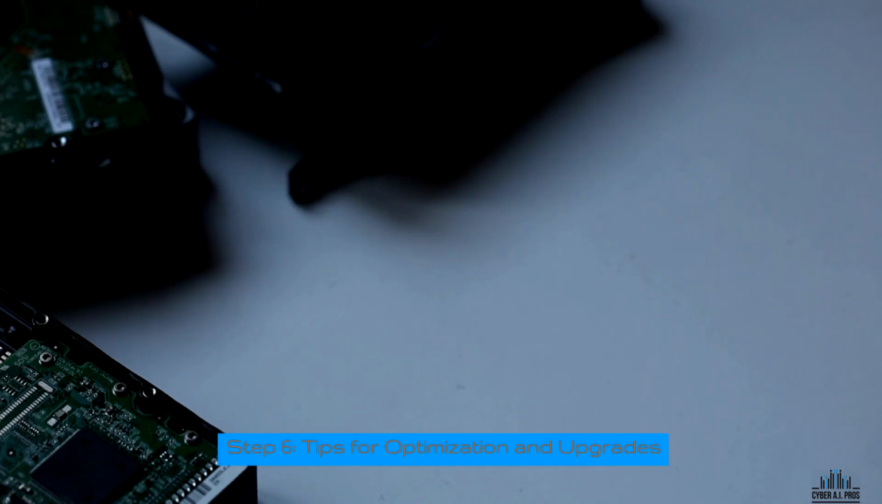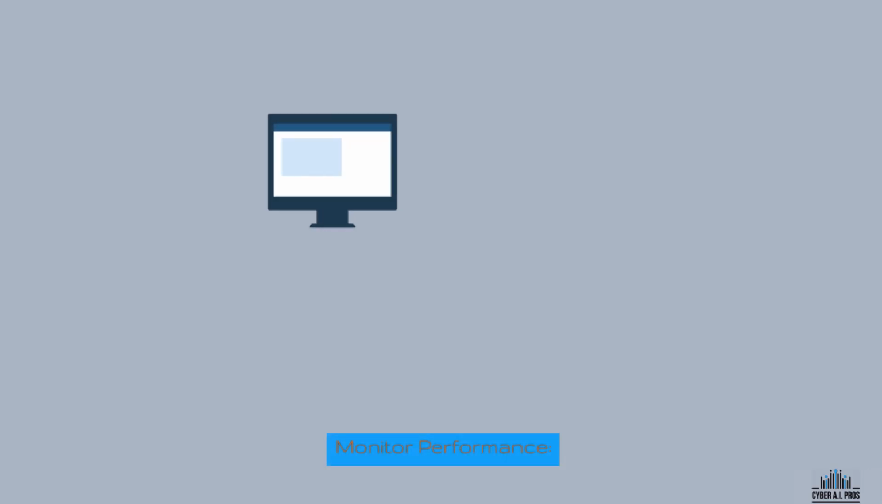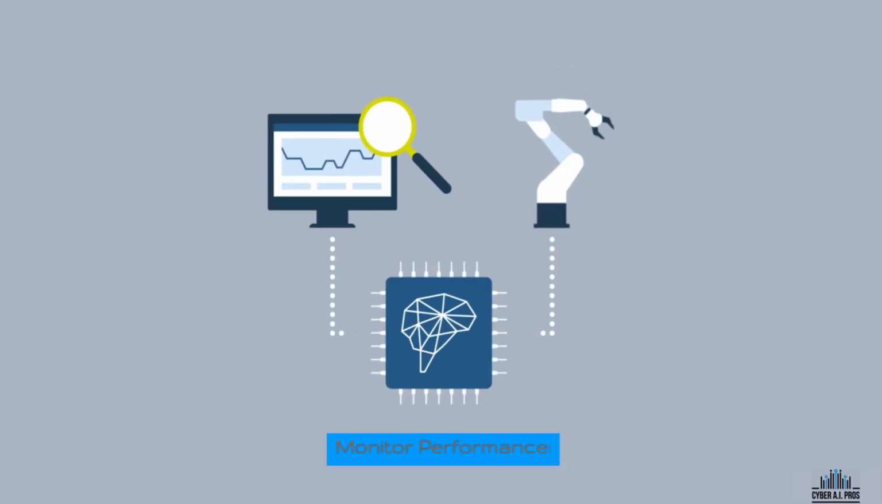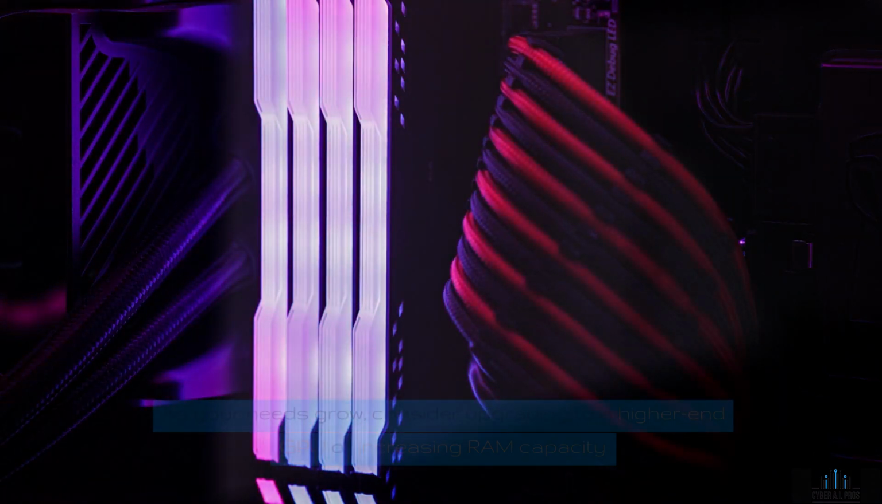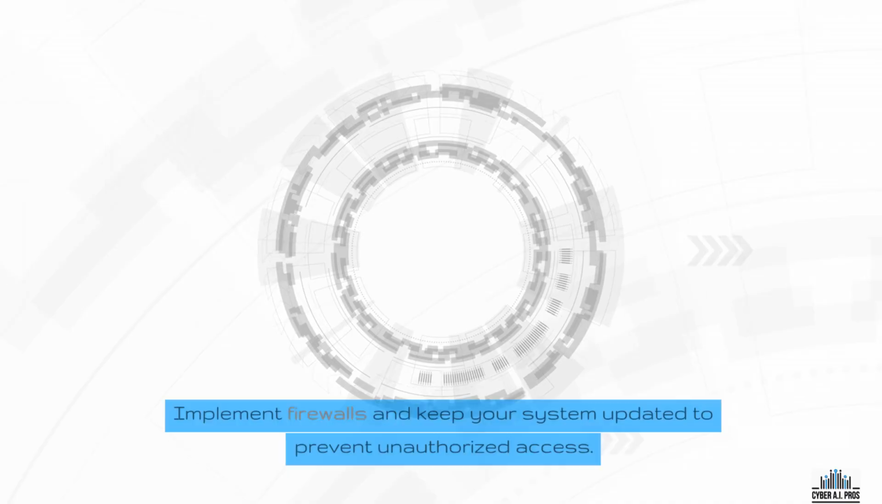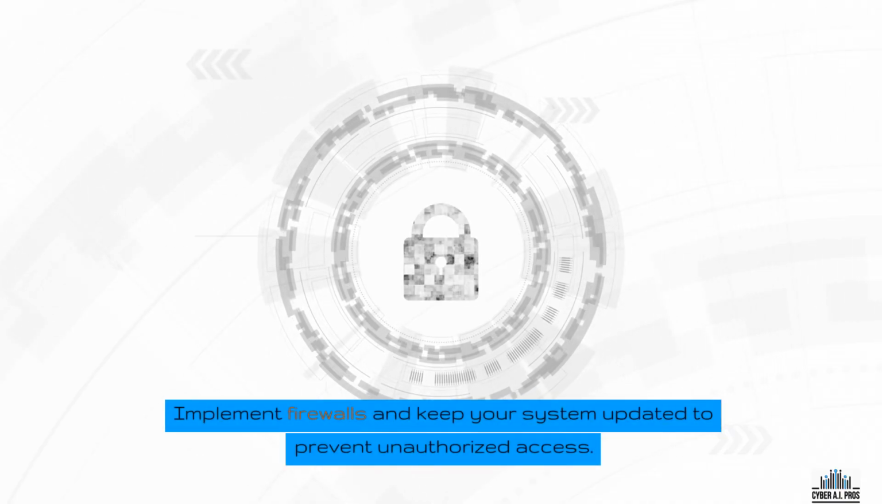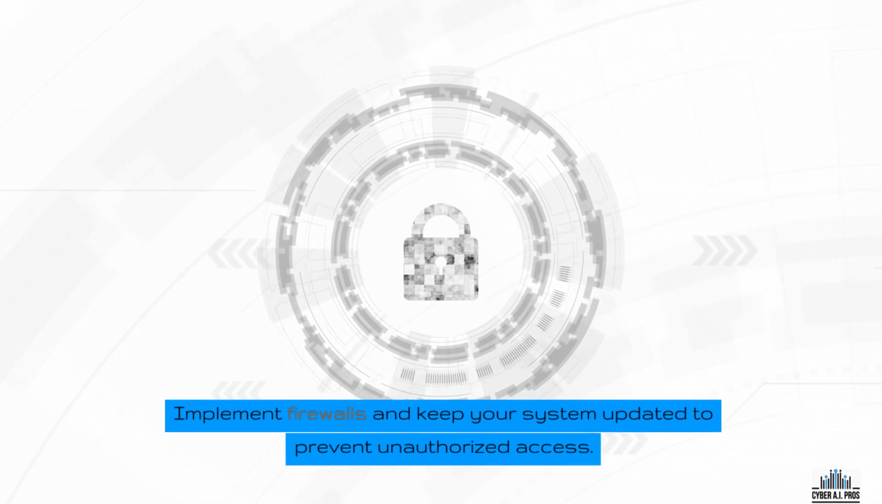Step 6. Tips for optimization and upgrades. Monitor performance. Use tools like GPU-Z to monitor GPU usage and temperatures. Plan for upgrades. As your needs grow, consider upgrading to a higher-end GPU or increasing RAM capacity. Secure your server. Implement firewalls and keep your system updated to prevent unauthorized access.